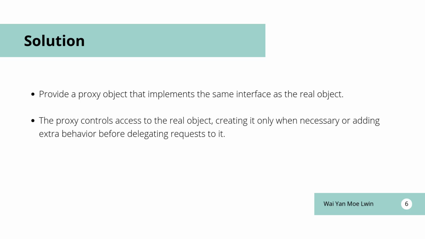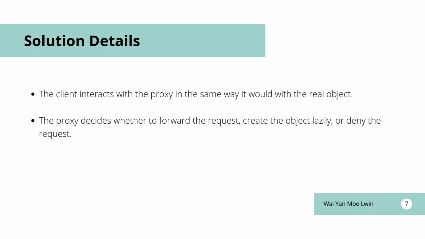So the solution is to provide a Proxy object that implements the same interface as the real object. So the Proxy controls access to the real object by creating it only when necessary or adding extra behavior before delegating requests to it. So the client may interact with the Proxy in the same way because the Proxy and the real object have the same interface. And the Proxy decides whether to forward the request, create the object lazily, or deny the request.